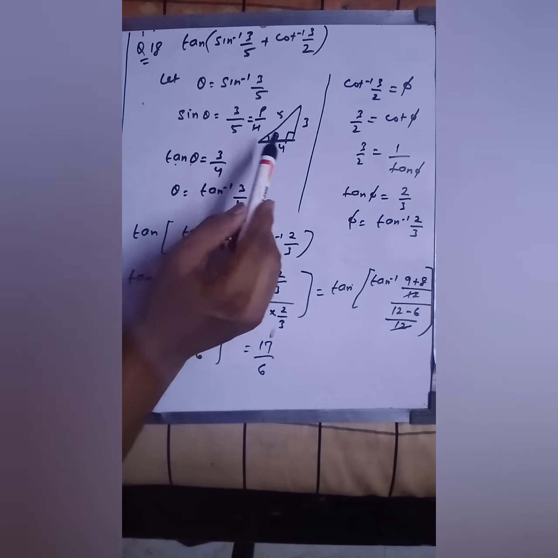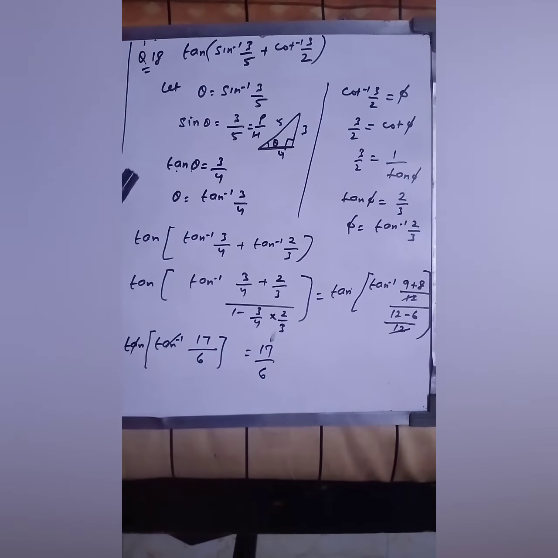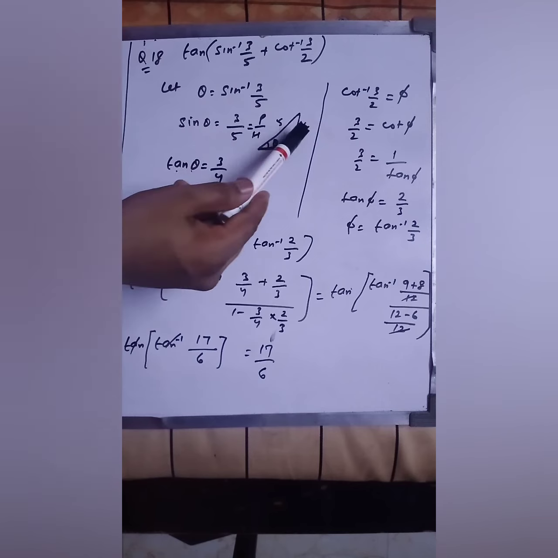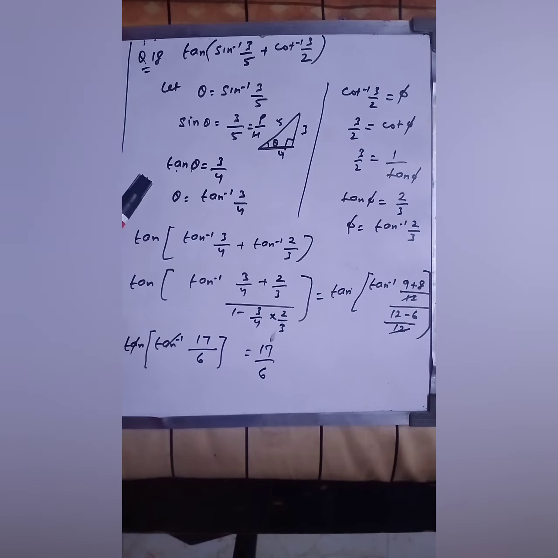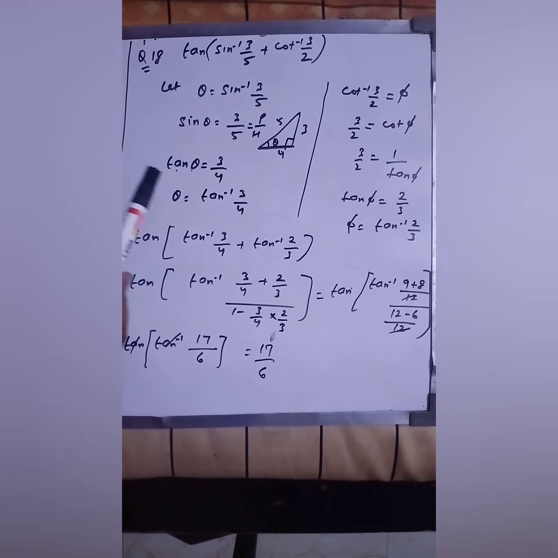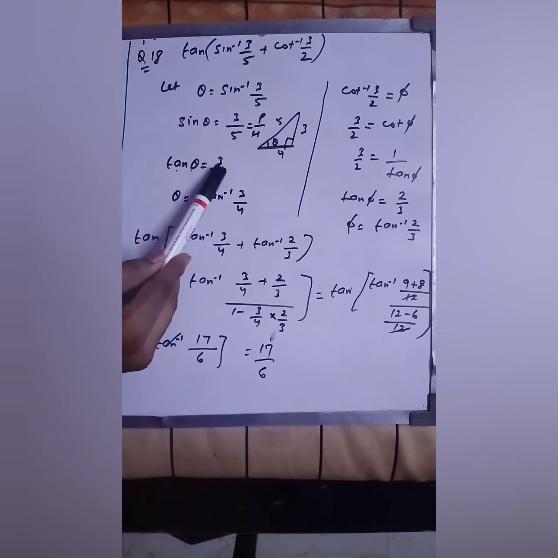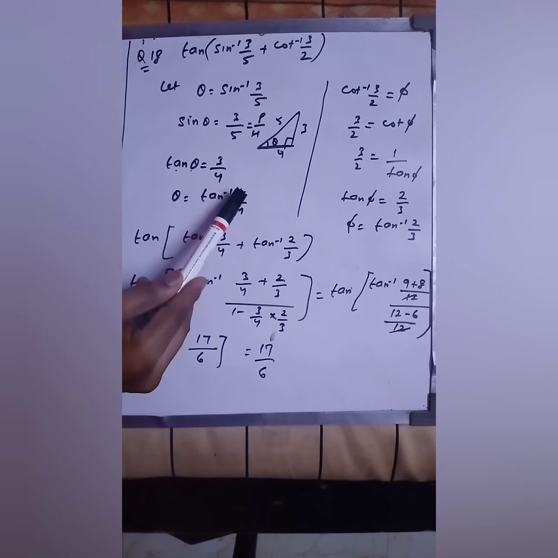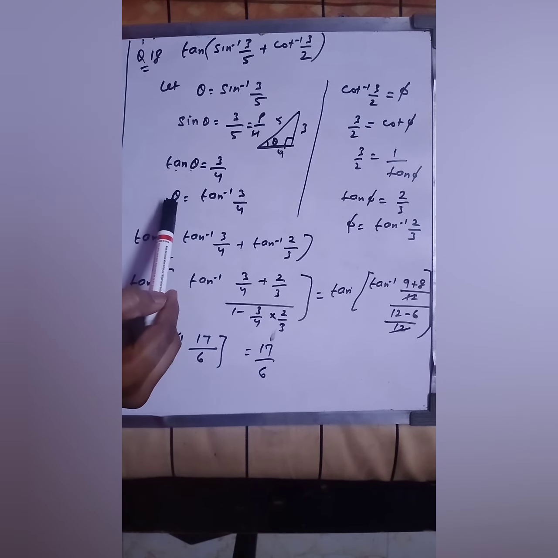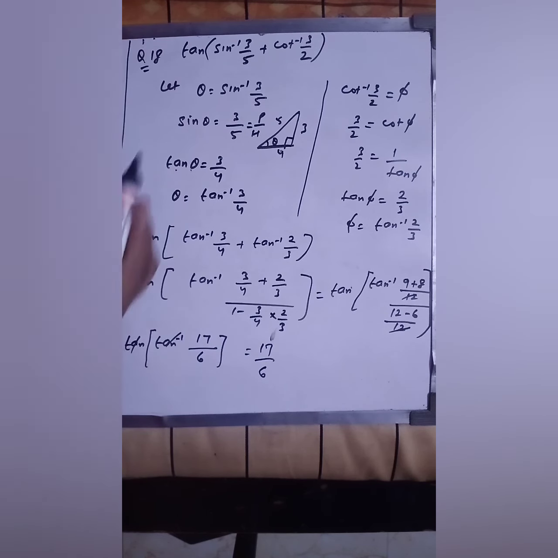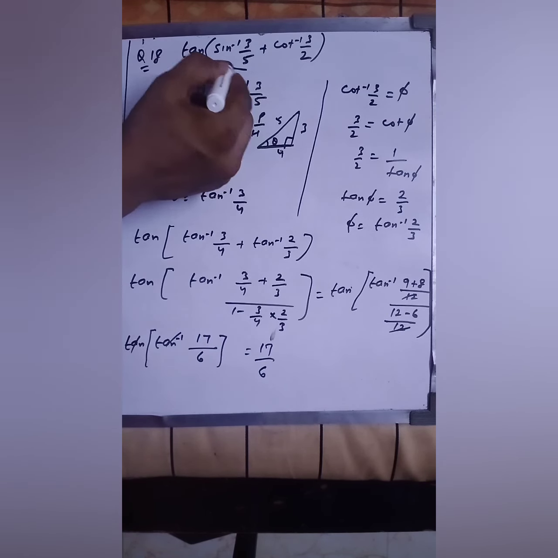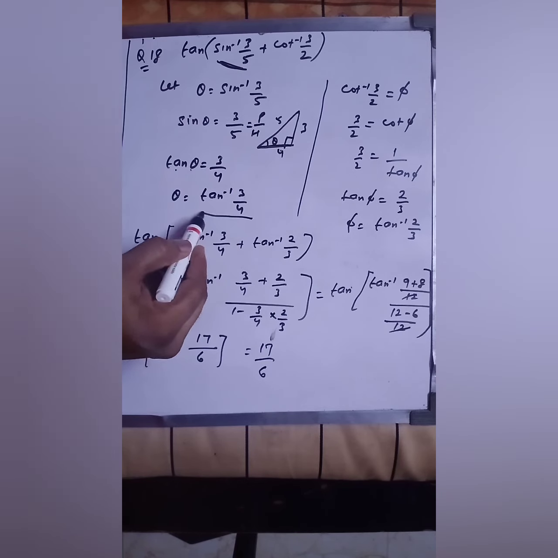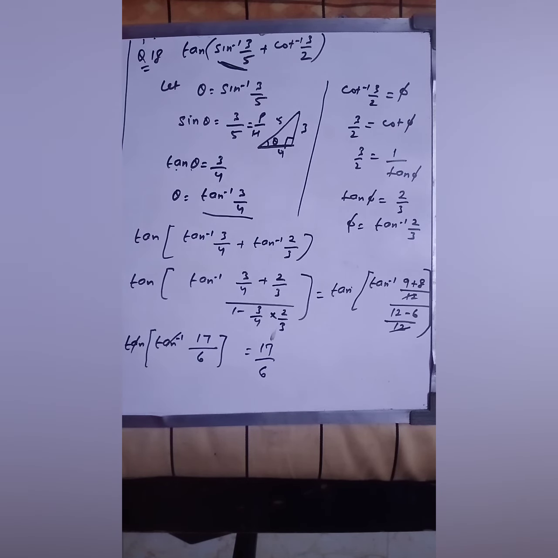Now tan theta is perpendicular upon base. Okay, so perpendicular is 3 and base is 4. So tan theta is 3 by 4. Okay, and the value of theta, this tan will come on the right hand side, so it would be tan inverse 3 by 4. So this is the value of theta. Okay, so in place of this sine inverse 3 by 5, I can put tan inverse 3 by 4.